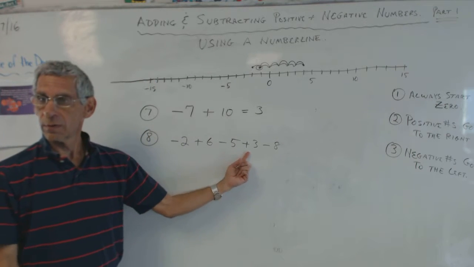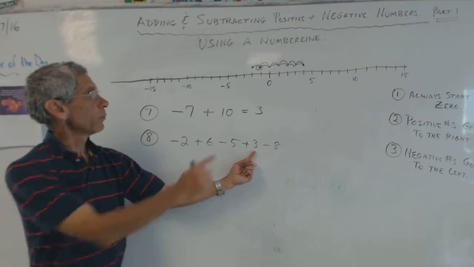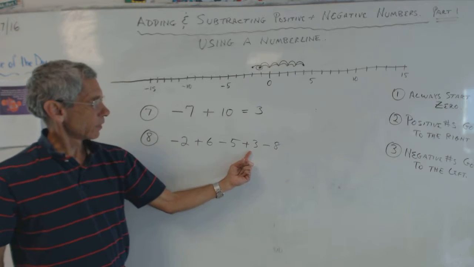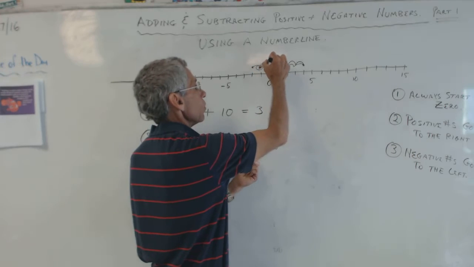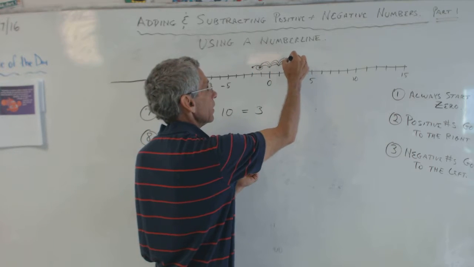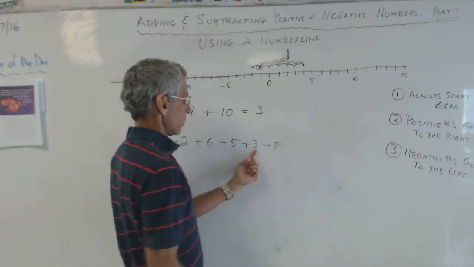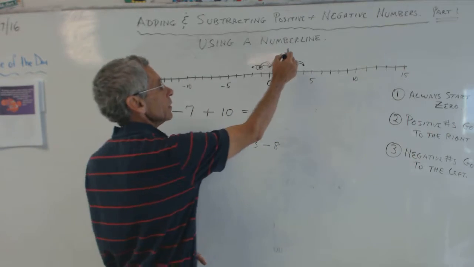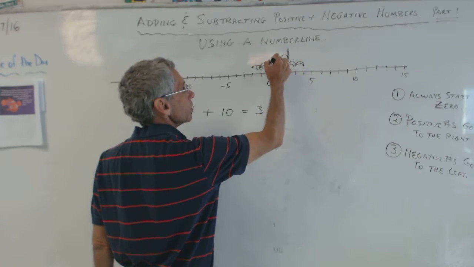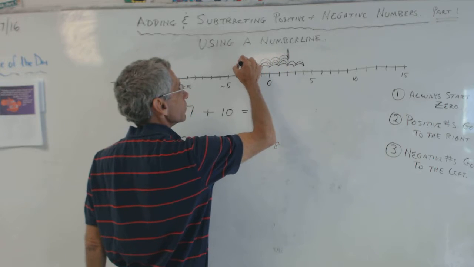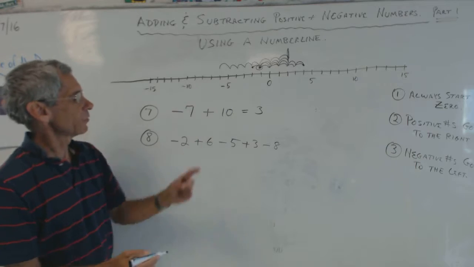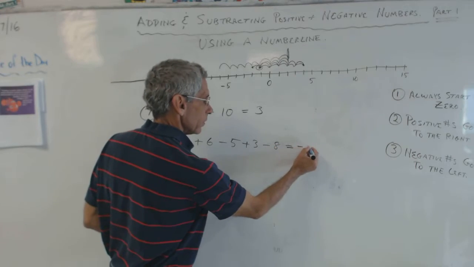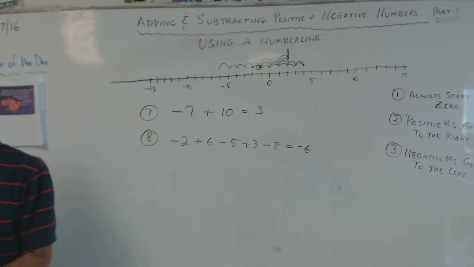So I'm right here where that circle is. And so I got to go +3. So 1, 2, 3. So I'm right here. Okay, and then I got -8. Then you go left. So I go 1, 2, 3, 4, 5, 6, 7, 8. So what's my answer? -6. -6. Always works. It always works.